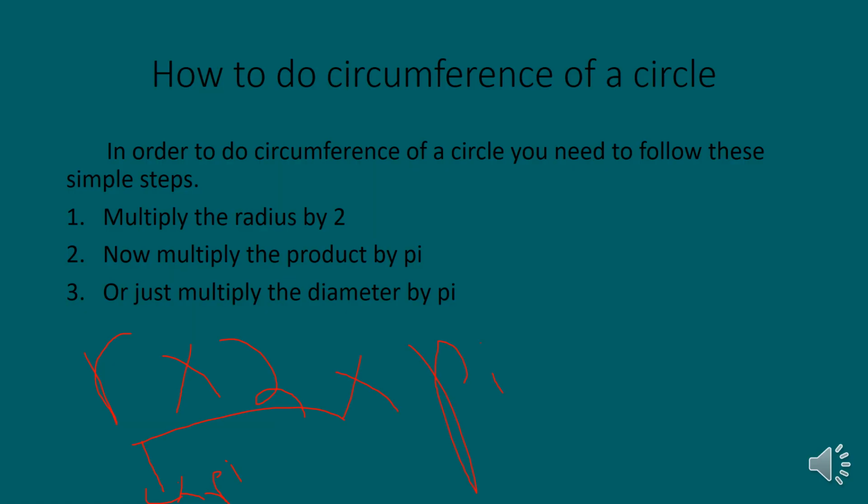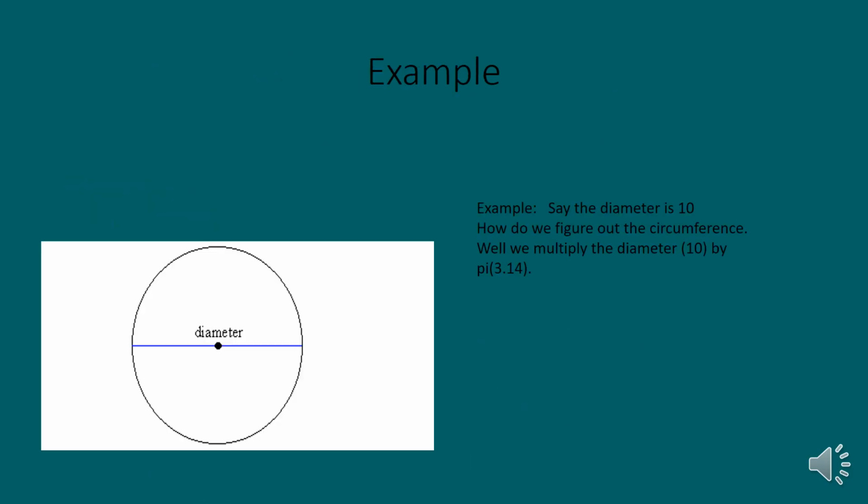Or in other words, 3.14. Alright, guys? So radius times 2 multiplied by pi. In other words, 3.14. Or if you know the diameter, then you can just do diameter times pi, 3.14. That's just what pi is, alright, guys?